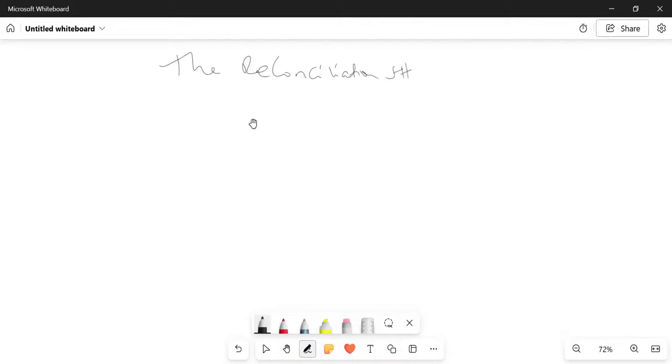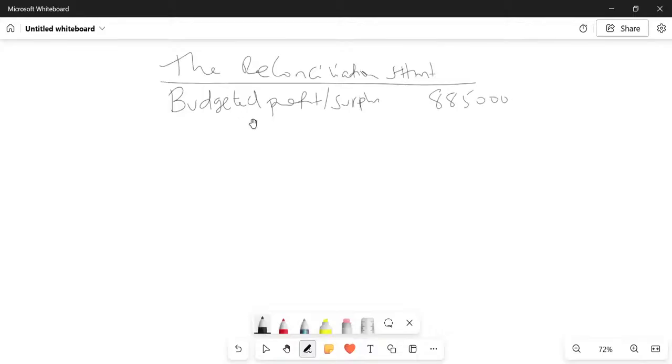Reconciliation statement. So we start with the budgeted profit, or what they are calling surplus. The budgeted profit is 8,850,000. How do you say the variances in between?